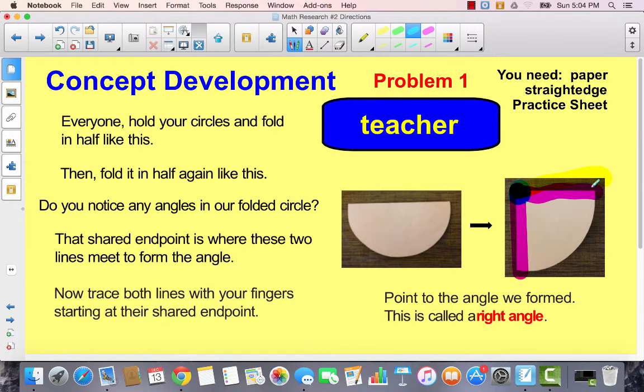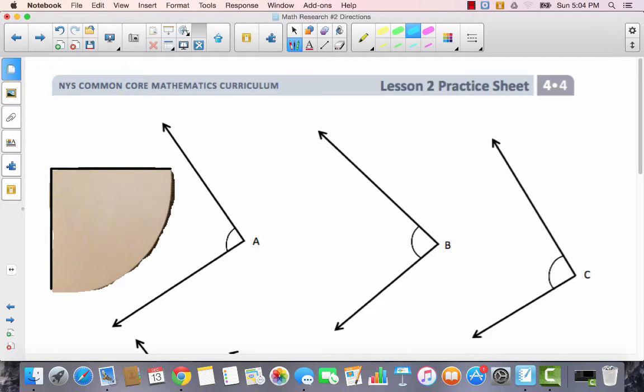Okay, now whenever you have an angle that makes this perfect corner or this perfect angle, we call it a right angle. And we're going to be comparing angles to this right angle today. That's what this is going to be. I'm going to be referring to this as your right angle template. All right, so take your right angle template, and we're going to use it to measure some angles. And we're going to be deciding, are these angles greater than your right angle, less than your right angle, or exactly a right angle?